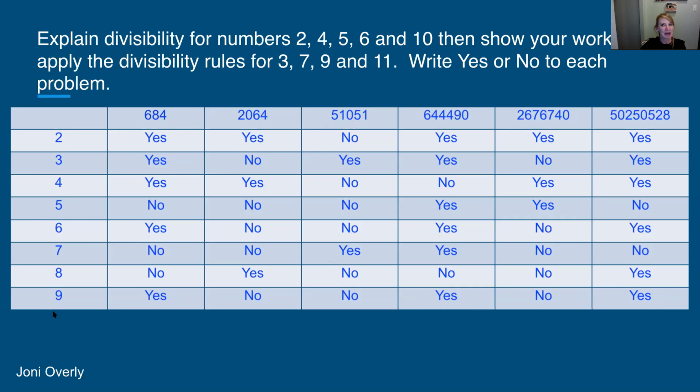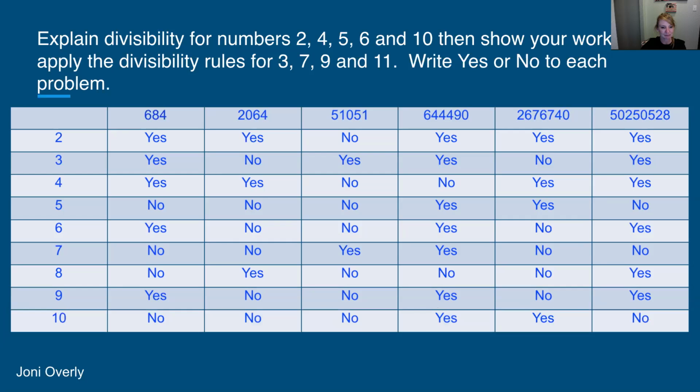Okay, so what do we think about our number 10? What do you think the rule is with that? I bet that's pretty simple. I bet that's anything ending in 0. So that's going to be our rule on that. So the only ones in this one are the middle two, 644,490, because it ends in 0, and the 267,6740. Yes, because it ends in 0. Basically, all we have to do is look at our very ending number. That's pretty easy. The 5s and the 10s are really easy, and the 2s. It's just the 7s that get a little tricky.